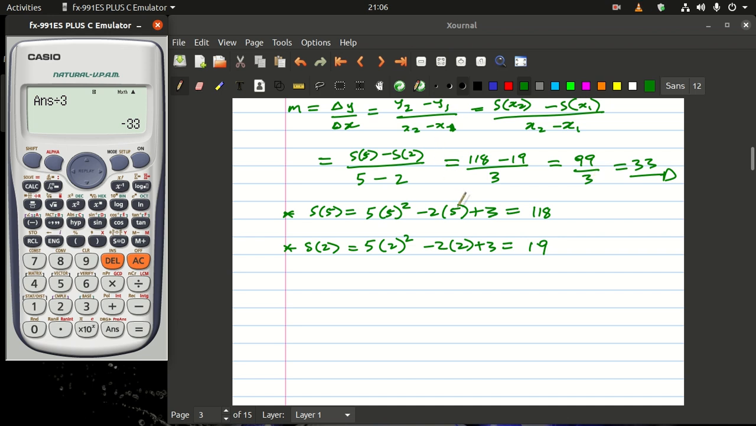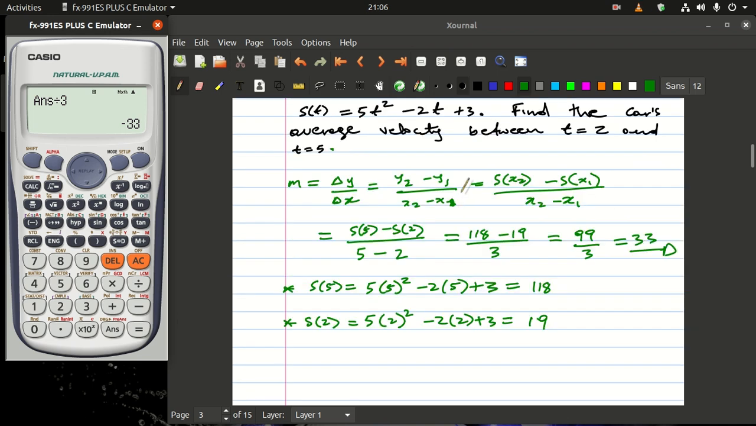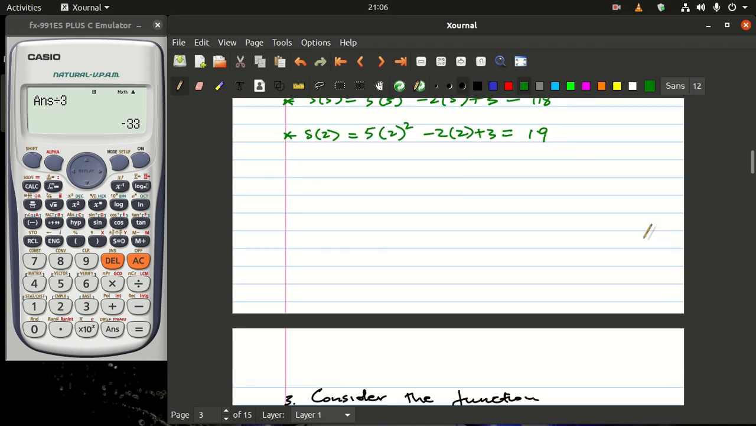So that's actually the average velocity. Of course, you can just say meters per second, because average velocity has these units. But what is important here is just the number.